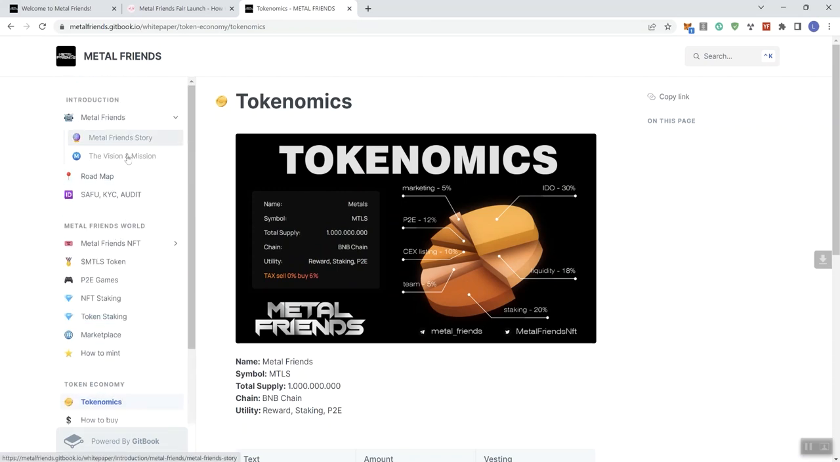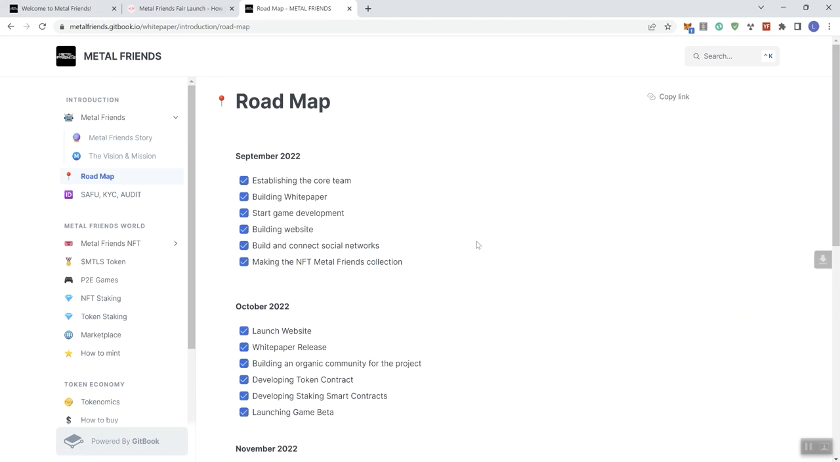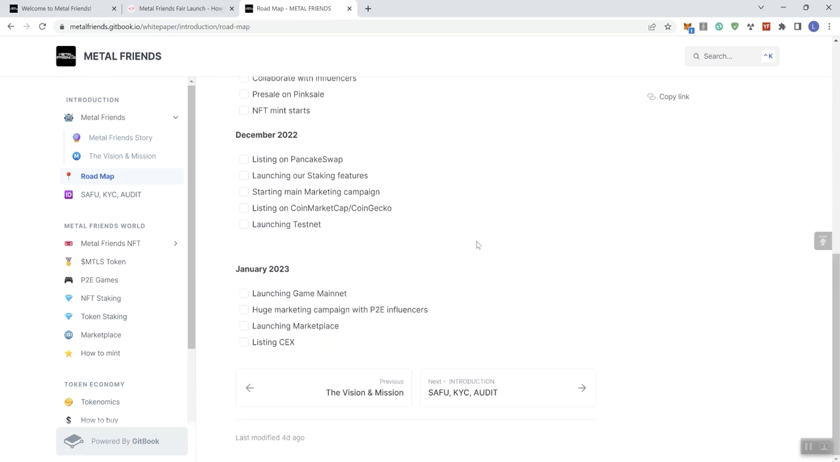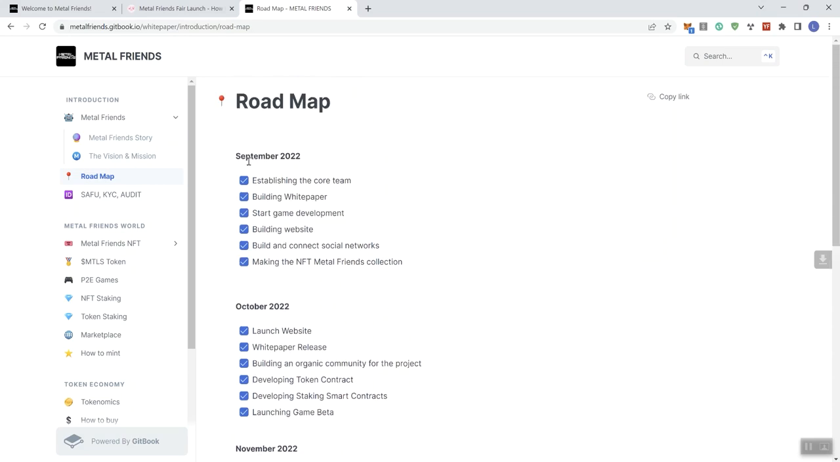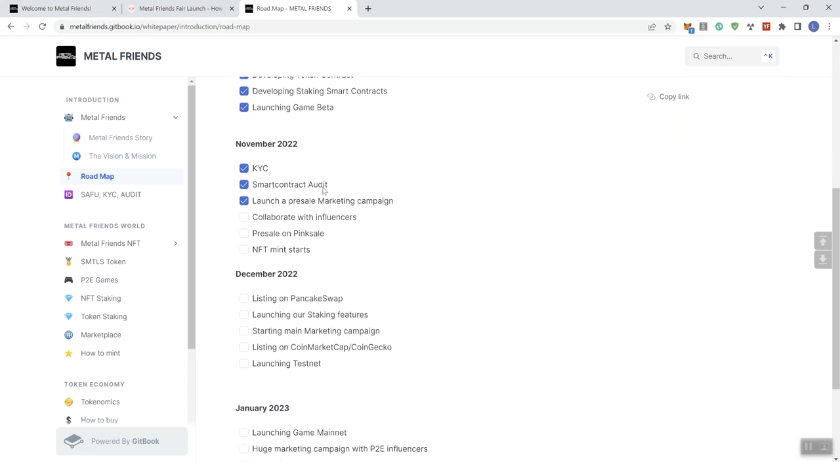So we're going to go ahead and head on over to the roadmap. Looking at the roadmap here, we can see the different phases. They are going into early next year, and we can see that they started back here in September 2022. We're going to skip through all this. It's good to see that they've already checked off things they've completed. But looking at November on the roadmap, we can see KYC, smart contract audit, launch a presale marketing campaign, collaborate with influencers, presale on Pink Sale, and NFT mint starts. So this is where they're at now, okay?